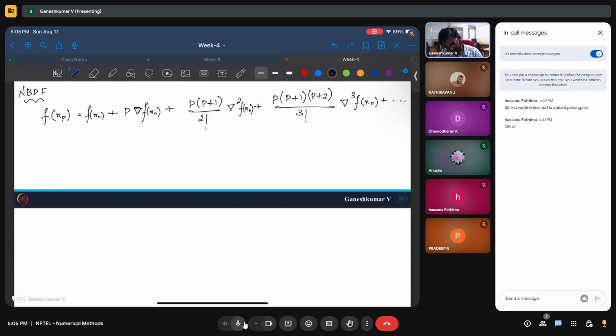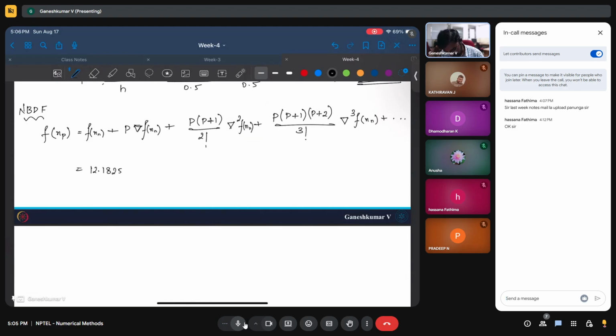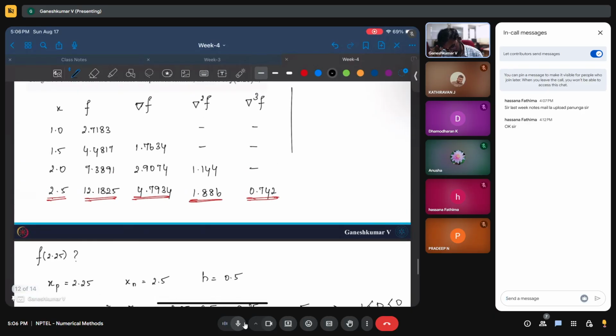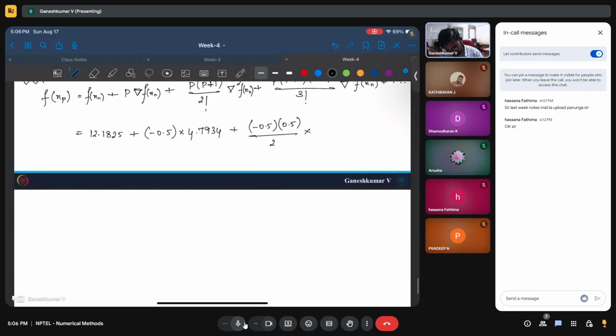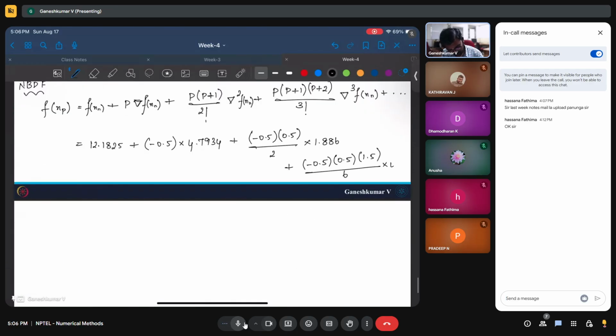Okay, let's substitute everything. F of xn is 12.1825, 12.1825 plus p is minus 0.5, minus 0.5 into nabla f of xn is 4.7934, 4.7934 plus this is minus 0.5, and minus 0.5 plus 1 is 0.5, divided by 2 into what is this, 1.886, plus minus 0.5 into 0.5 and minus 0.5 plus 2 is 1.5 divided by 6 into 0.74.